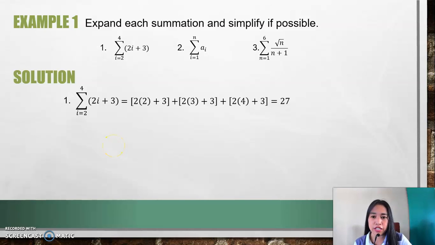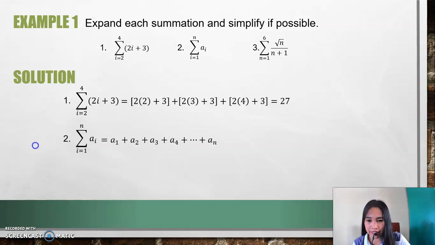Okay, so let us continue our solution in number 2. We have the summation of a sub i from i equals 1 to n. So this one, we're just going to substitute the values 1 until n for i. So it looks like this: a sub 1 plus a sub 2 plus a sub 3 plus a sub 4 plus ellipsis plus a sub n. So that is our final answer, because we cannot simplify this any further.